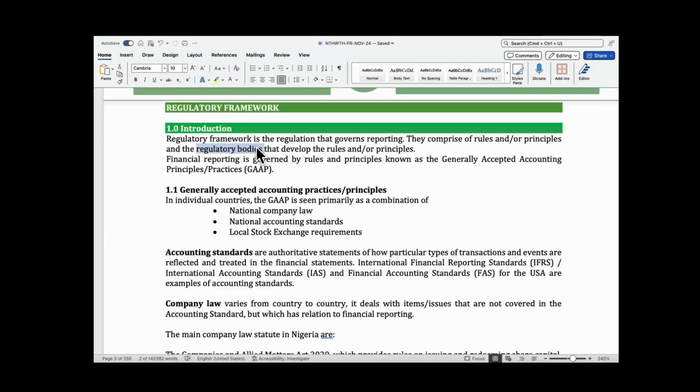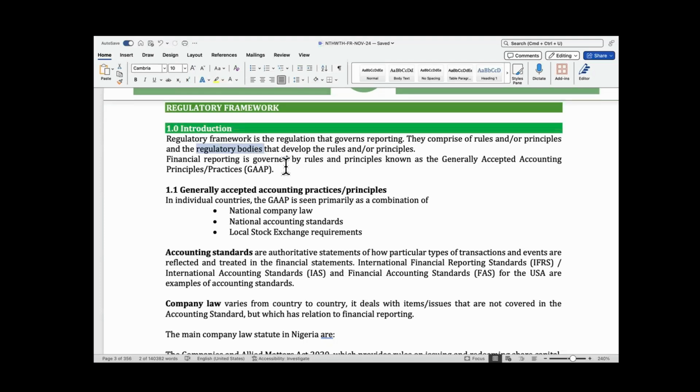So what we want to discuss today, which is regulatory framework, has two things underneath it. The first is the rules and the principles that govern reporting, because that's the regulation itself. Then when we understand the regulation, we're going to look at the regulatory bodies that develop those rules and principles. Somebody must develop those rules and principles, so we're going to also look at the regulator itself. That's the regulatory framework. Now, let's start with the rules and principles.